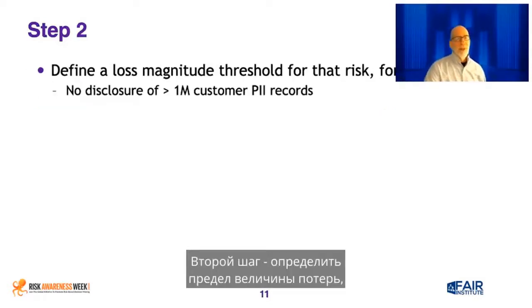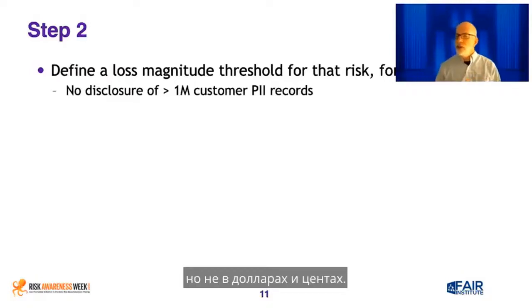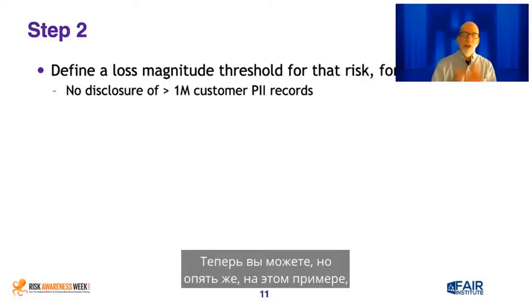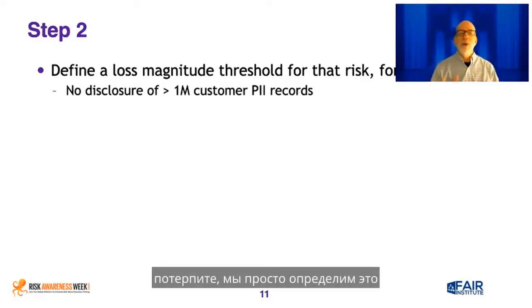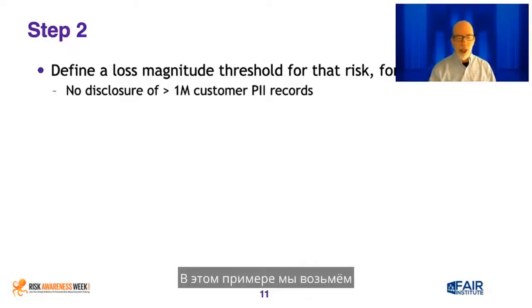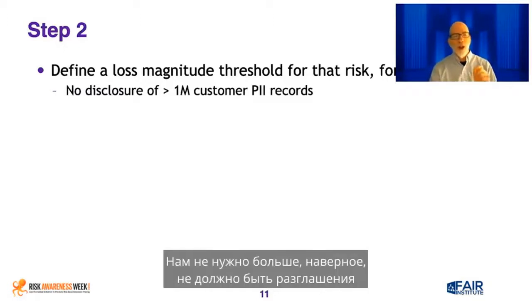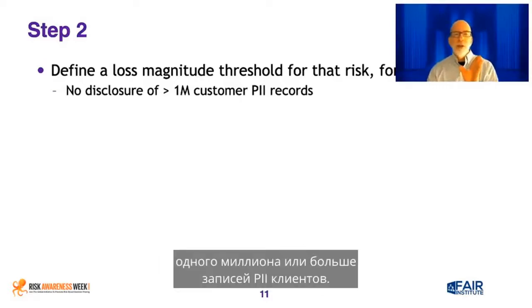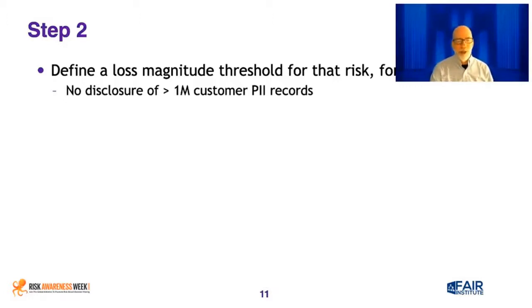The second step is define a loss magnitude threshold, and not in dollars and cents. Now you can, but again, for this example at least, bear with me, we're just going to define it as number of compromised records. And we're going to, for this example, choose 1 million records. We want no more than, that should probably be no disclosure of greater than or equal to 1 million customer PII records.